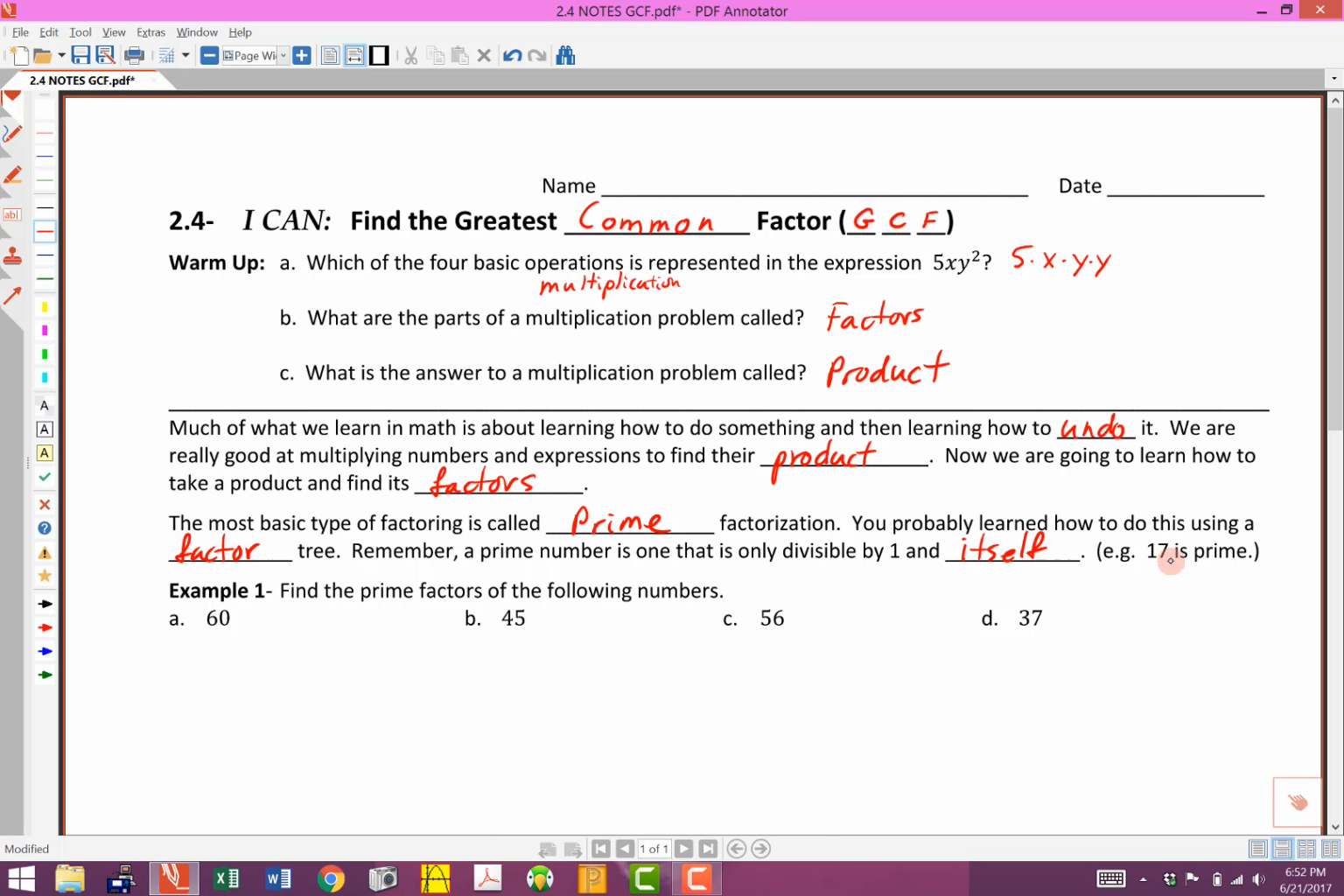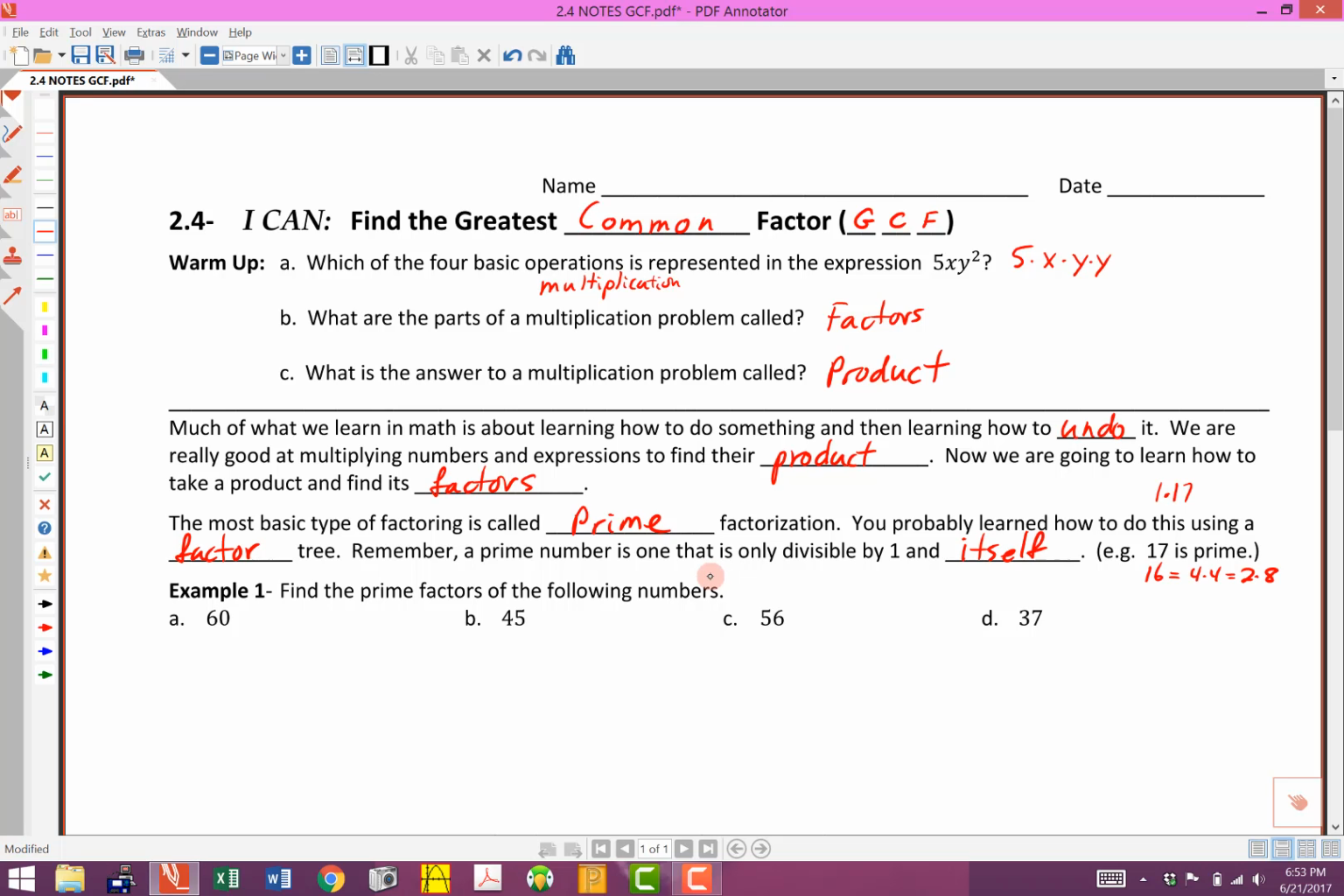So for example, 17 is prime. The number 16 is not prime. 17 is prime because that would just be 1 times 17. That's the only way to make that a multiplication problem. There are lots of ways to factor or to break 16 down. 16 could be 4 times 4. It could be 2 times 8. It could be a bunch of different things. So prime is a number that is only divisible by 1 and itself.